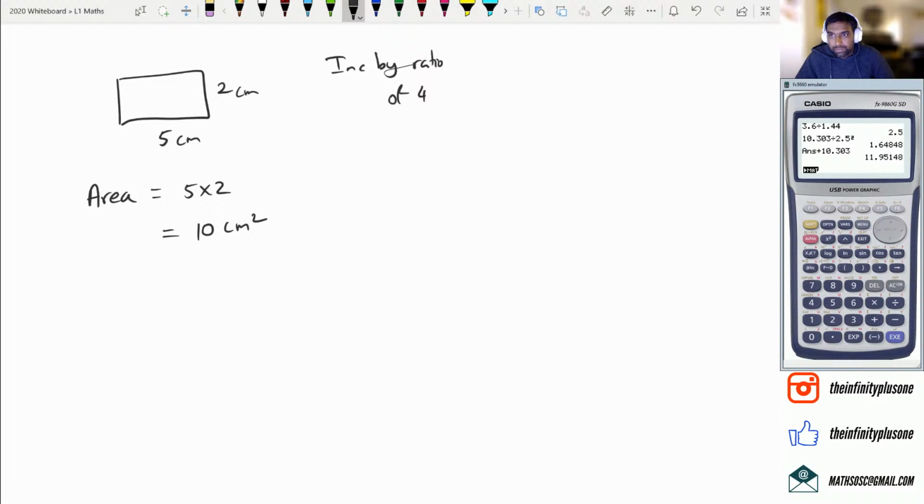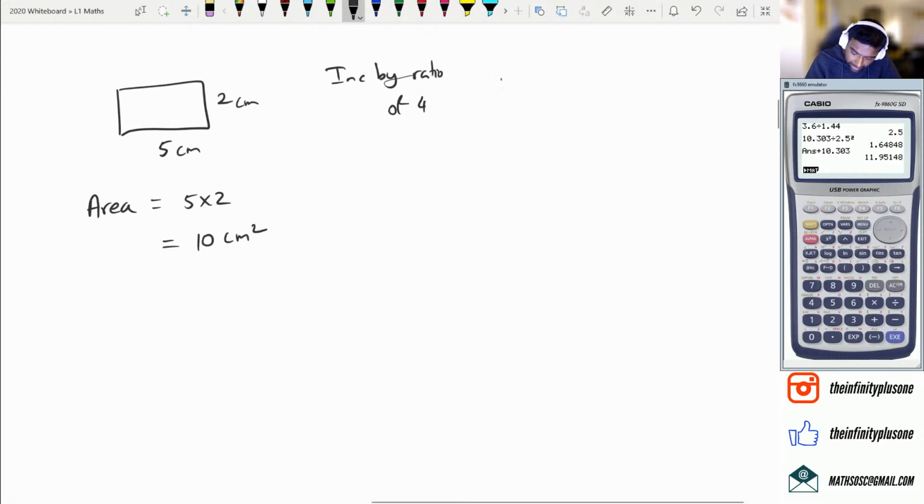What's going to happen to this? What's going to happen to the area? Normally, what people actually say is that they look at the area and they go, oh, it's 10 times 4. So the area of the new rectangle is actually 40. Because it's natural for us to think like that. Because when we're increasing something by 4 times the side, 4 times its size, we think that actually the area is also going to get multiplied by 4.